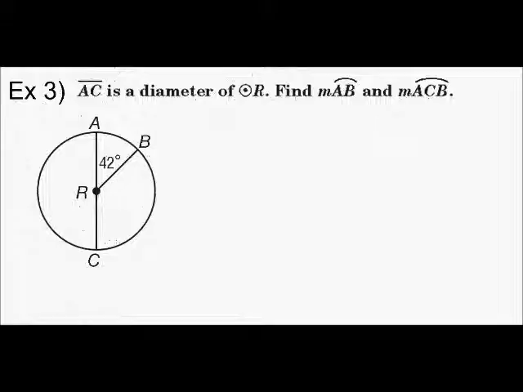Okay, example 3. AC is the diameter of circle R. Find the measure of arc AB and the measure of arc ACB. Okay, so arc AB is right here, just going the shortest path from one end to the other. And I know the central angle, ARB, is 42 degrees. That means that the arc is 42 degrees.